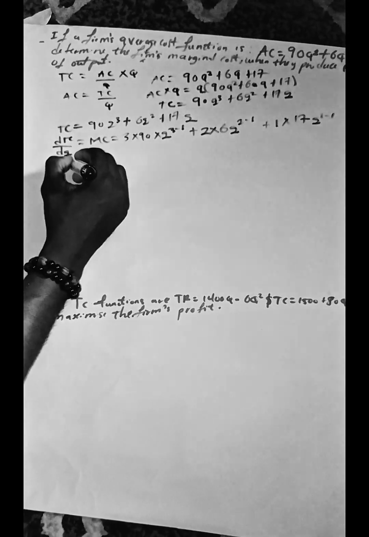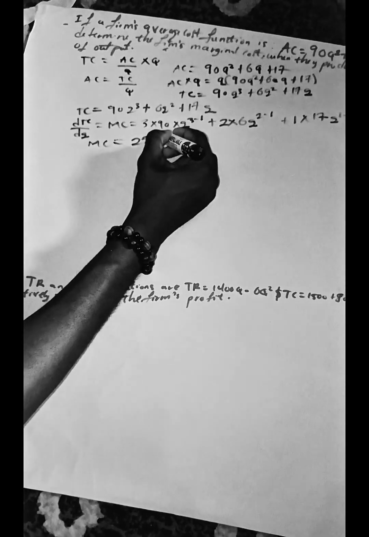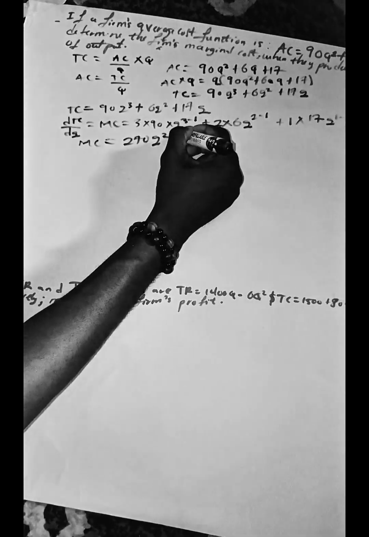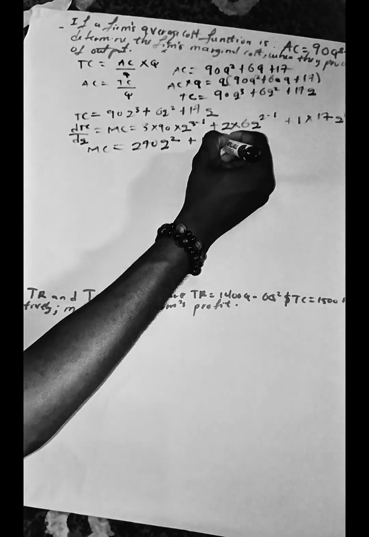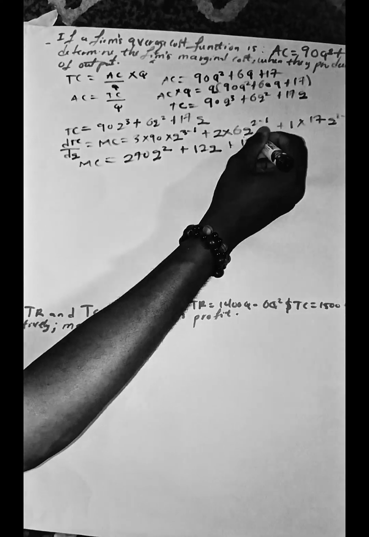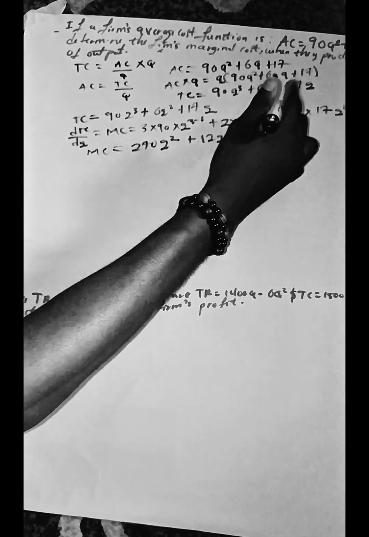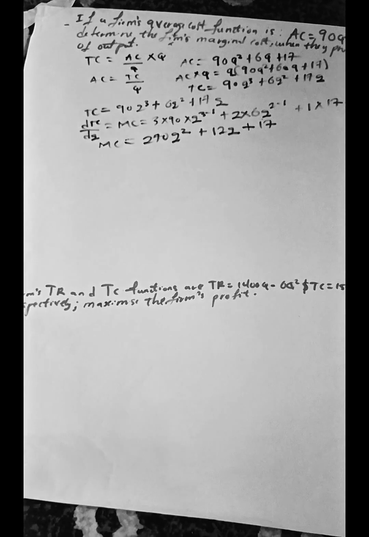So our marginal cost is equal to 3 times 90, that's 270. So we have 270Q squared plus 12Q, 2 times 6 is 12, then plus 17 times Q raised to power 0, which is just 1. 17 times 1 is 17. So this is our marginal cost function.